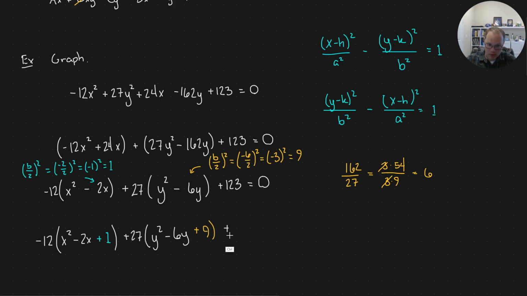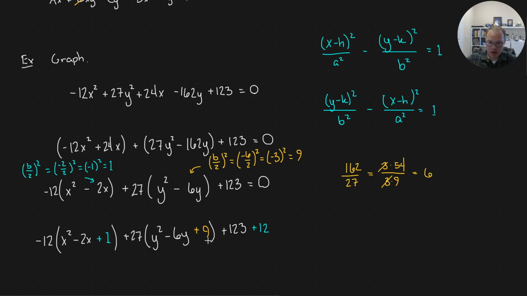Now remember, you have to keep the equation balanced. I can't just add 1's and 9's willy-nilly wherever I want. So I added, not really a 1, it's really a negative 12, because if I distribute that negative 12 in, I've added a negative 12. So I need to balance that. If I'm adding in a negative 12, I also have to add in a positive 12. I'm going to do it off here to the side so it doesn't interfere with my perfect square.